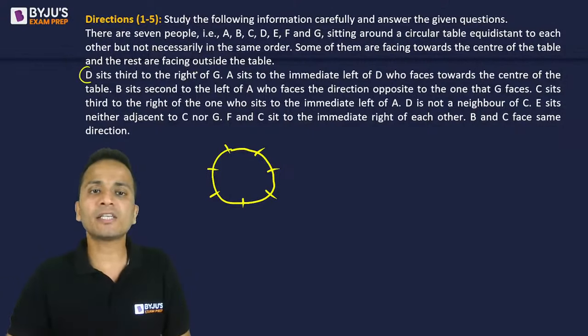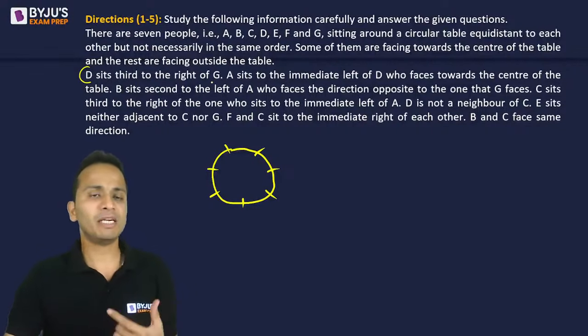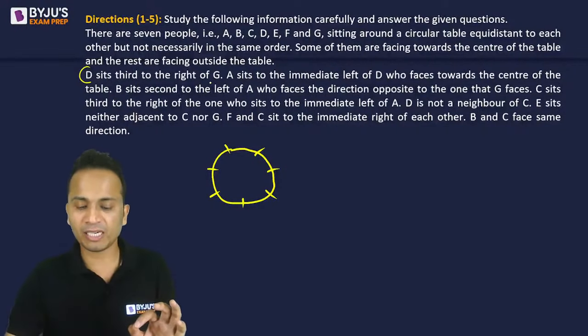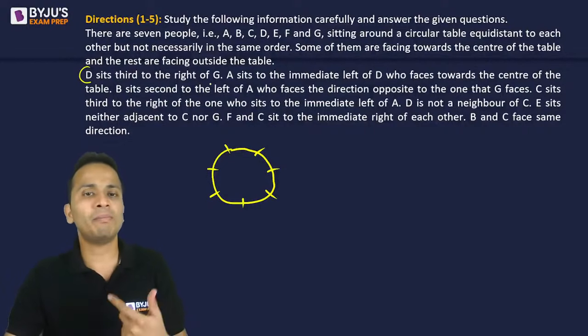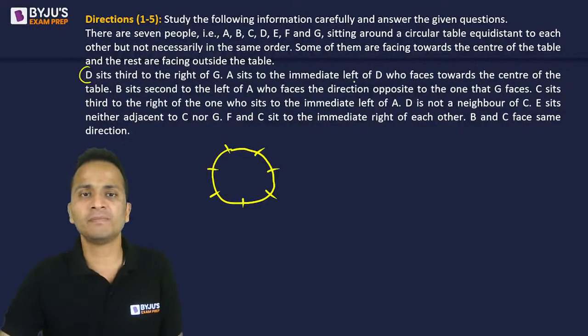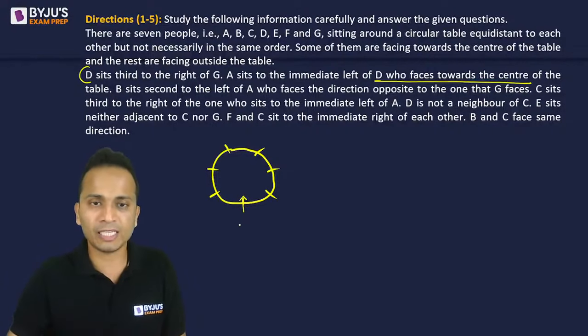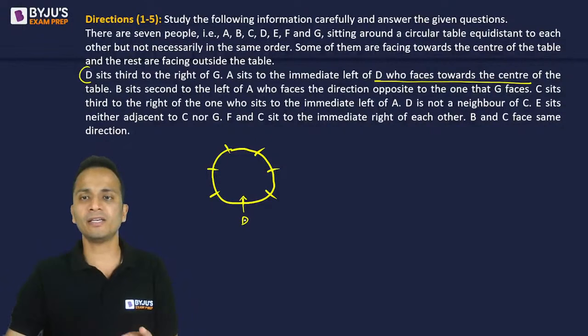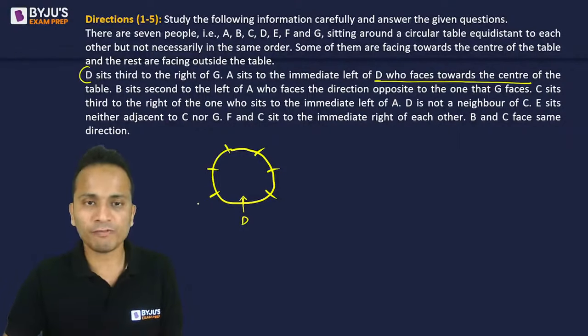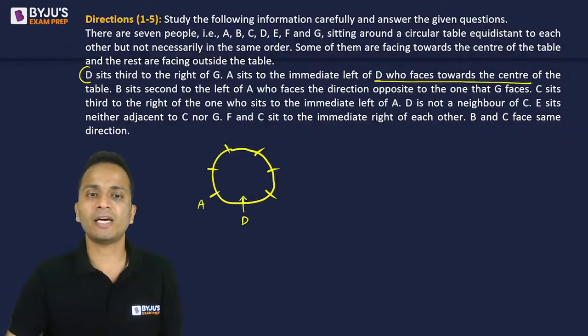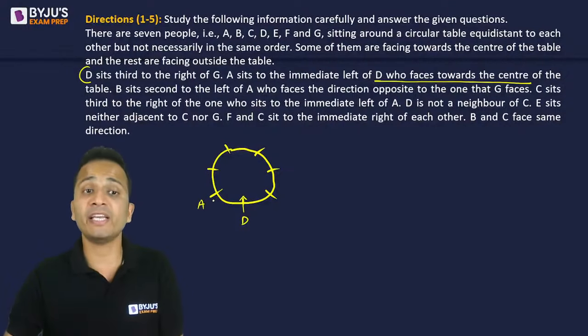So it says D sits third to the right of G. अब D का फेस नहीं पता, G का फेस नहीं पता, कंफ्यूजन है. सो मैं क्या कर सकता हूं? मैं दो केसेस बना के स्टार्ट कर सकता हूं. ठीक है, later on A sits to the immediate left of D who faces towards the center of the table. D faces towards the center of the table, तो सबसे पहले D को ही बिठा देते हैं. So D is sitting here. D is facing towards the center of the table. Fine. A sits to the immediate left of D. So A का position fix हो गया. A is sitting here. Right? Again A का face कौन सी direction में है ये नहीं पता.